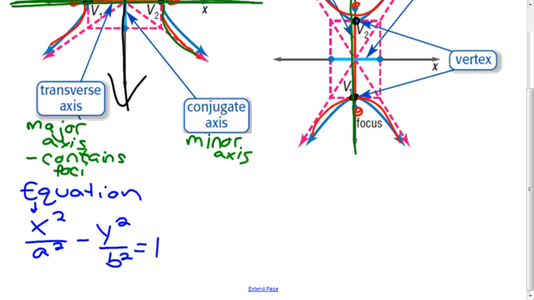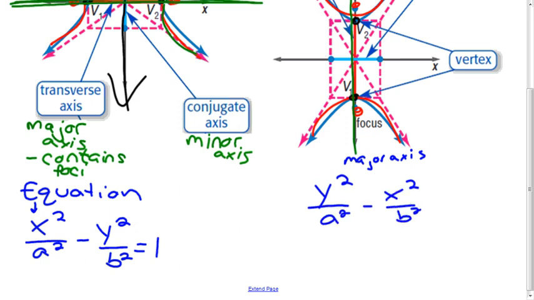Versus, when it's opening up and down, my major axis is my vertical axis. Since my major axis is my vertical axis, this equation is y squared over a squared minus x squared over b squared equals 1. This one's going to start with our y squared. A is always going to be on the bottom of your first one. So if it's horizontal, a squared's under your x value. If it's vertical, a squared's under your y value. And again, I know this is going to open up and down because I start with y squared. And we have to change this because of this subtraction sign, because it's going to be the difference.